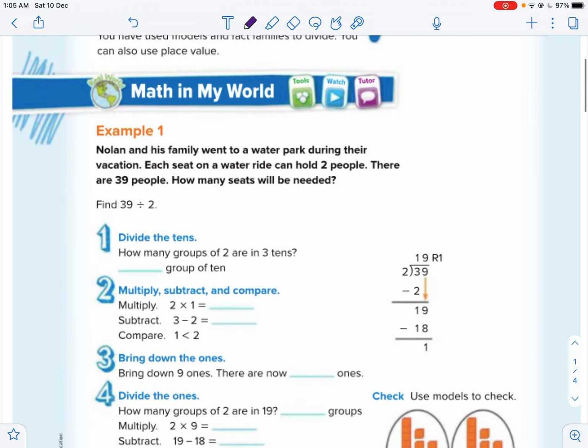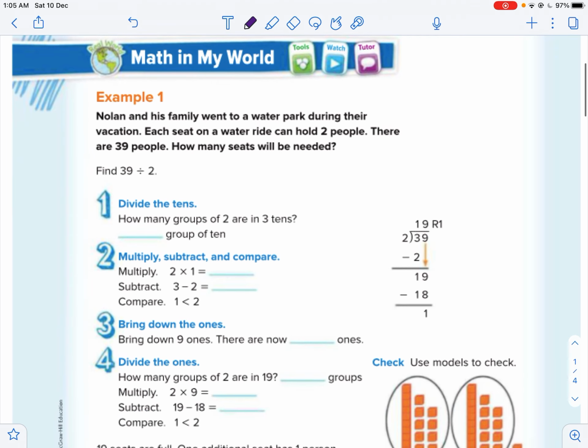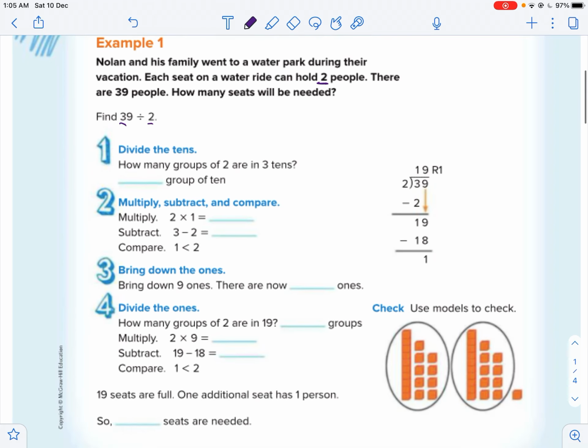So let's start by looking at example 1. Nolan and his family went to the water park during their vacation. Each seat on a water ride can hold 2 people. There are 39 people. How many seats will be needed? So the way to solve this problem is by dividing 39 by 2. So let's see how we can divide that.